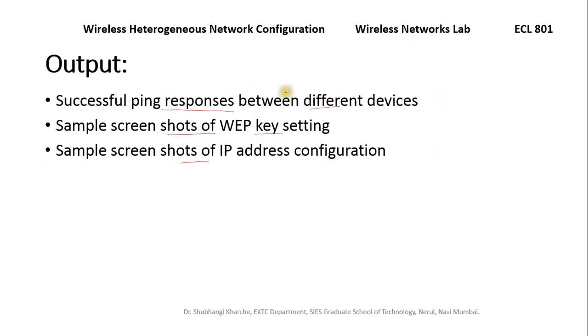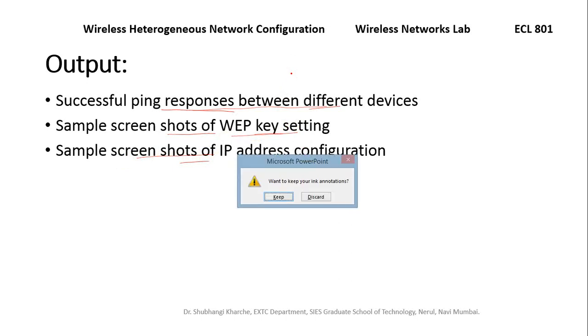Now, output expected from this practical is the successful ping responses between the different devices, the sample screenshots of the WEP key setting, and the sample screenshots of IP address configuration. Now let's move on to the Cisco Packet Tracer for configuring this wireless heterogeneous network.